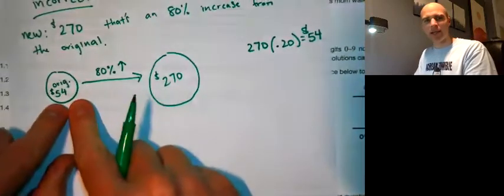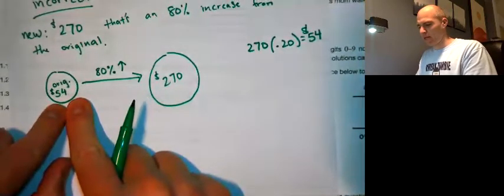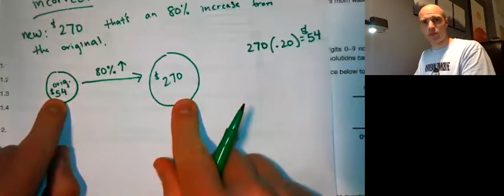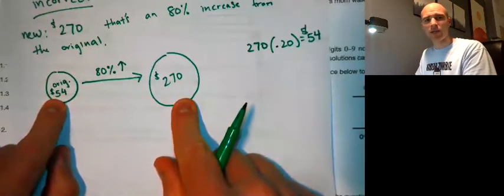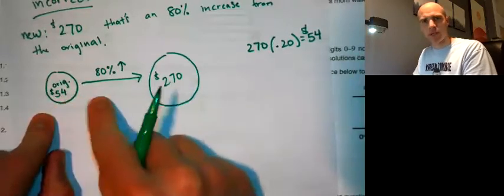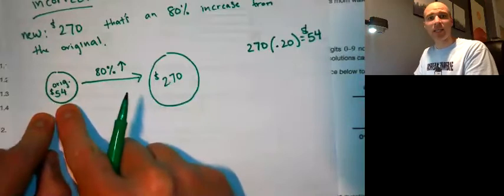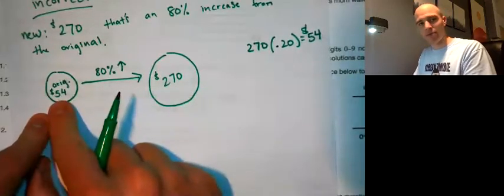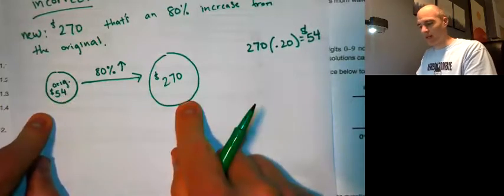But now if you put that in this diagram, you realize, wait, if it was $54 to start with, and it was eventually worth $270, that's way more than an 80% increase, right? This is more than double. This is more than triple. This is 5 times bigger. You would multiply 54 times 5 to get to 270.